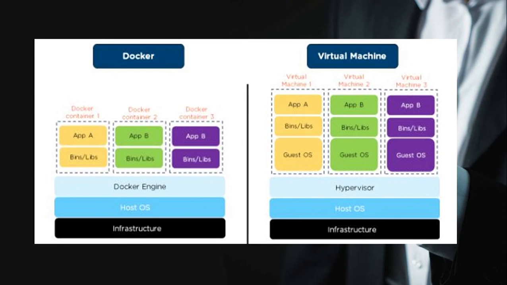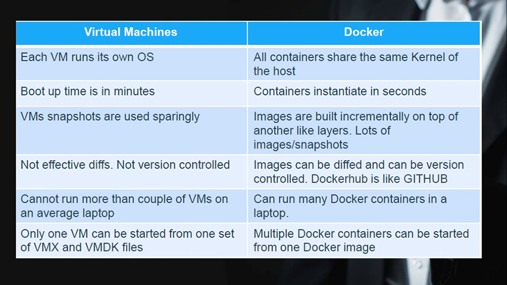Docker is one of the container technologies that we use every day for application installation or application deployment, where we have this Docker engine, and in case of VMs we have the hypervisor. So the difference remains the same for Docker because it is a container. In case of virtual machines, each VM runs its own OS, whereas in Docker, all containers have the same kernel of the host.